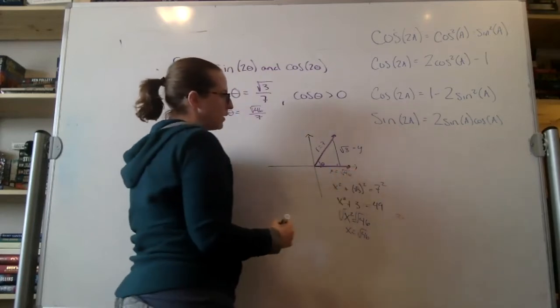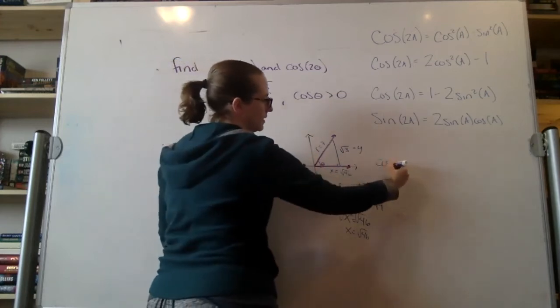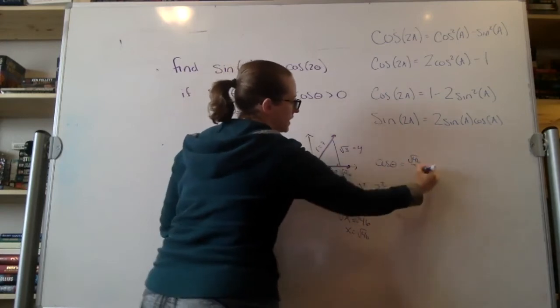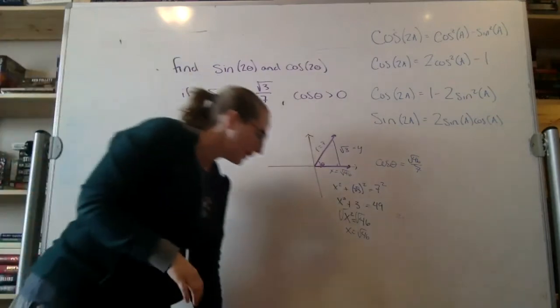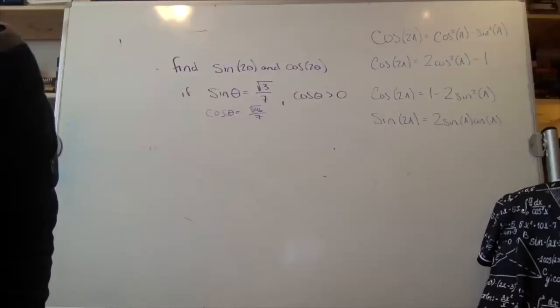Okay. Now cosine is equal to x over r, so this tells us that cosine of theta is equal to the square root of 46 over 7, exactly what we got the other way. Either method will work, and either method is perfectly fine. Do whatever makes your heart count.